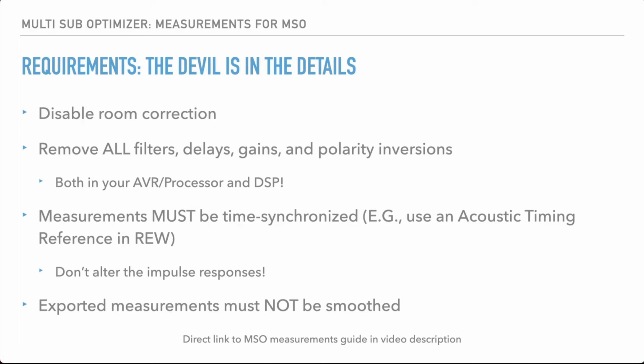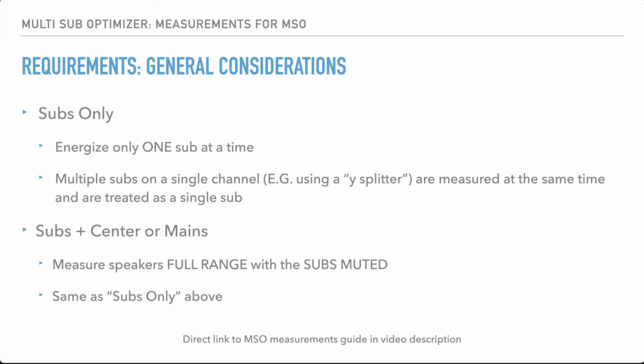And then one of the most important things as well, and this just happened with someone else that Andy helped out on the AVS forum website, is when we export our measurements for use with MSO, they can have no smoothing applied to them at all. That applies to both sub measurements as well as the mains measurements when we get to the sub and main integration video. Again, these are the most important things. There are a few others that we'll talk about, but this is the critical thing to take away from this video.